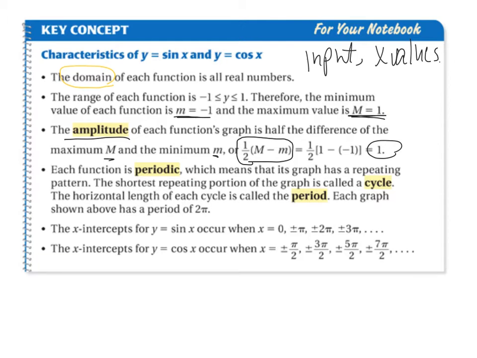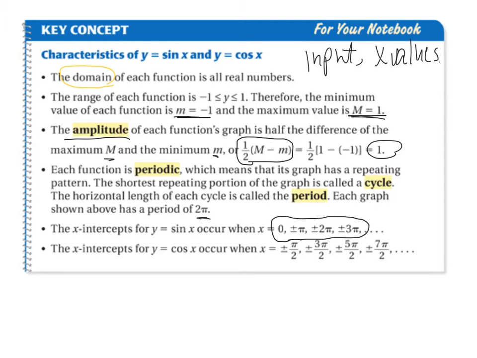Each function is periodic, which means that its graph has a repeating pattern. The shortest repeating portion of the graph is called a cycle. The horizontal length of each cycle is called the period. Each graph shown above has a period of 2 pi. That's when it repeats, is 2 pi. The x-intercepts for y equals sine x occur at 0, pi, 2 pi, 3 pi, etc. Okay, that's where it repeats. So it crosses the x-axis at pi, and then again at 2 pi, which is the full period here. Then it crosses at 3 pi, and then 4 pi would be the next period.